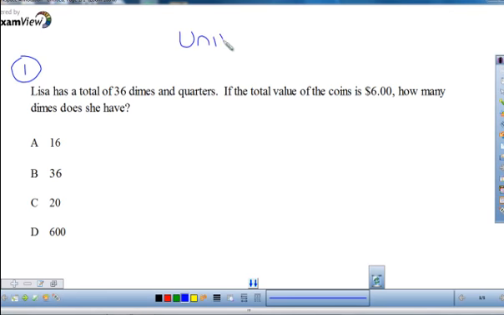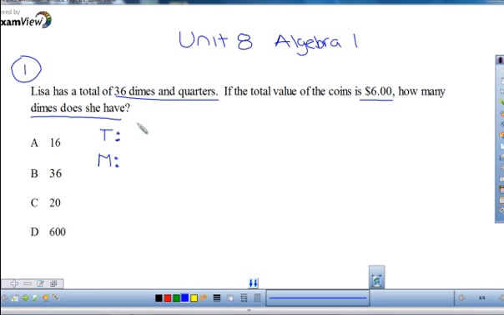Okay, this is Unit 8, Algebra 1 review. It says Lisa has a total of 36 dimes and quarters. If the total value of the coins is $6, how many dimes does she have? So we're going to have a total and a money equation. The two things we're talking about are dimes and quarters.